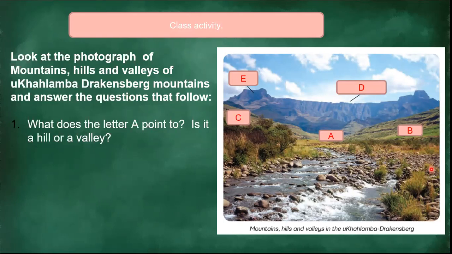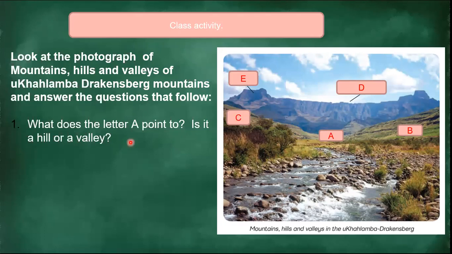Hello, ma'am. Hello, how are you? I'm okay, ma'am. Yes, tell me. You are breaking up. I'm saying, what does letter A point to by looking at the picture? Is it a hill or a valley? Valley. It is a valley. Thank you, flower girl. Your answer is correct. Okay, ma'am, thank you.